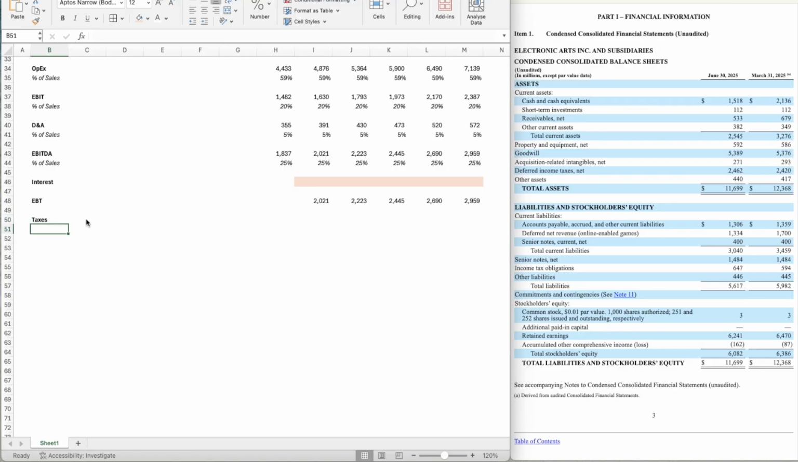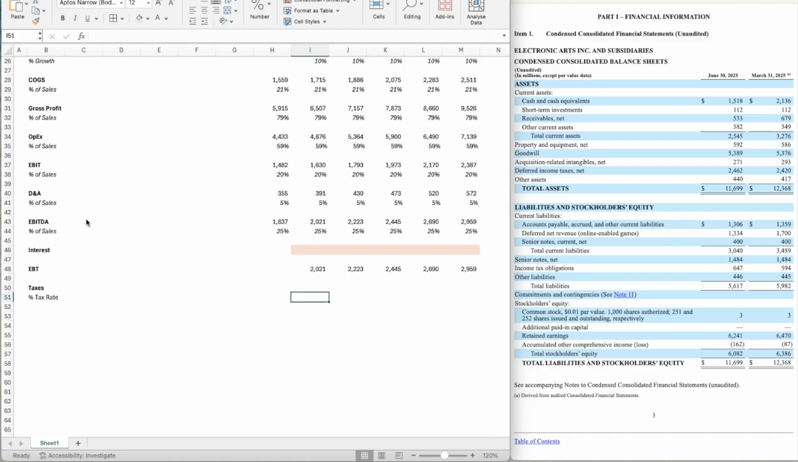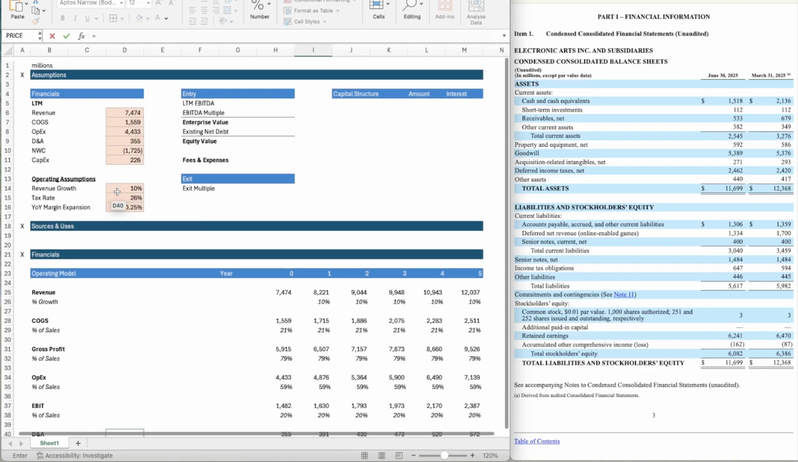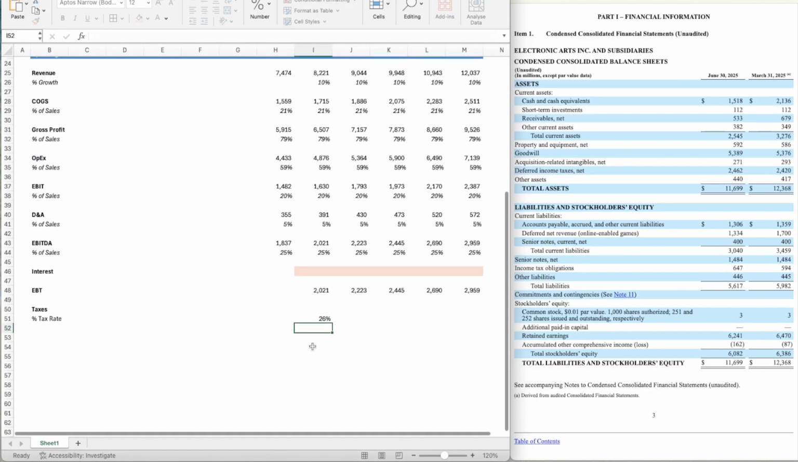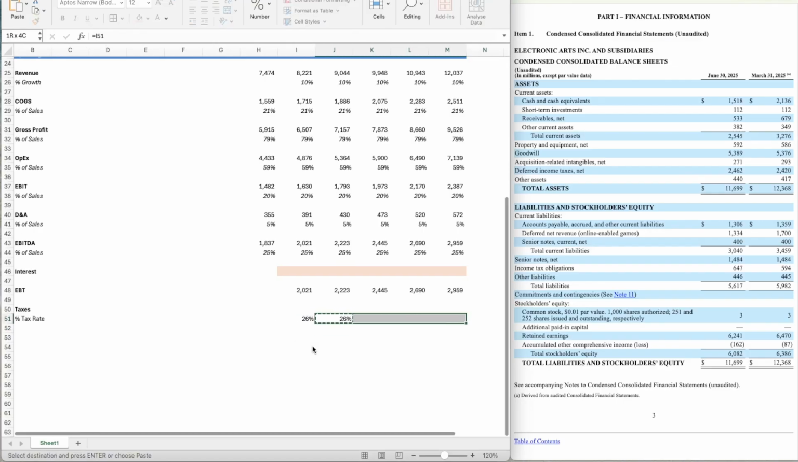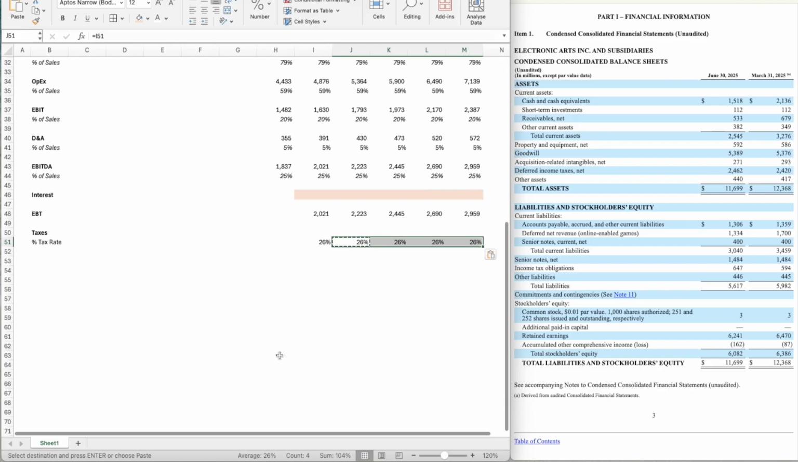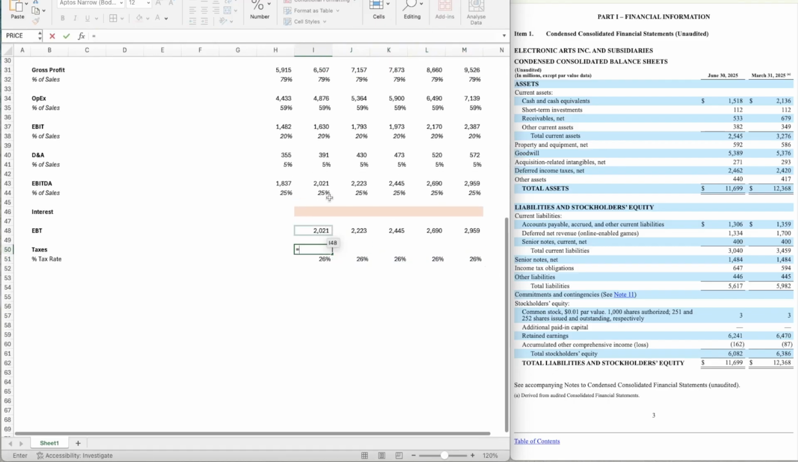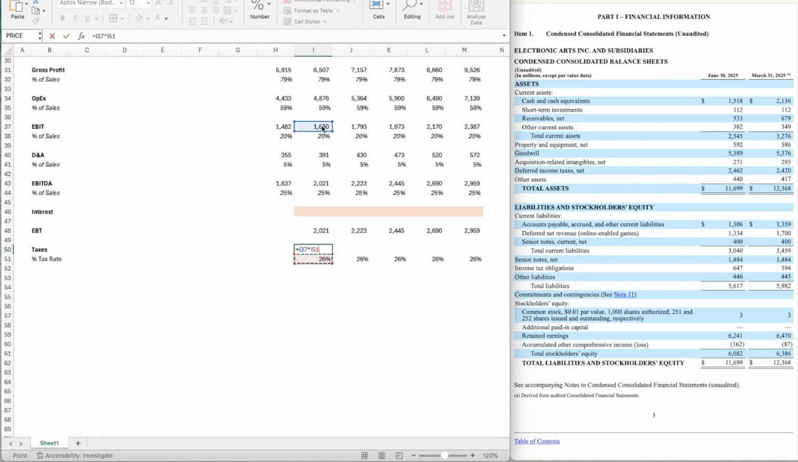There we go. And we know this is, I checked it, it's 26%. So we'll just leave it as that. We won't mess about with it. And we take the EBIT multiplied by the taxes to get our taxes paid.